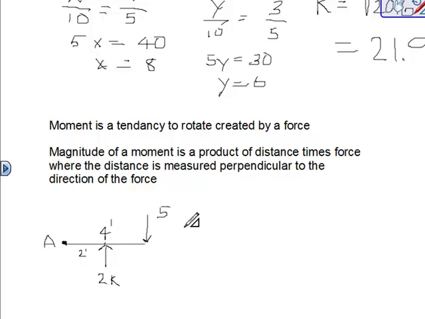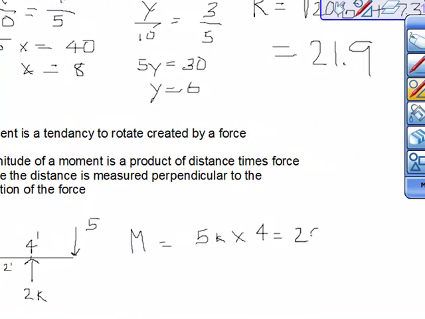So if you wanted to figure out the moment, which is usually written with an M, it equals 5K times 4 feet, 4 feet being the distance, 5K being the magnitude, equals 20, and then you call it kip feet. It's whatever your measurement is. And if it's going in this direction, clockwise, it's positive. So that's a positive moment.